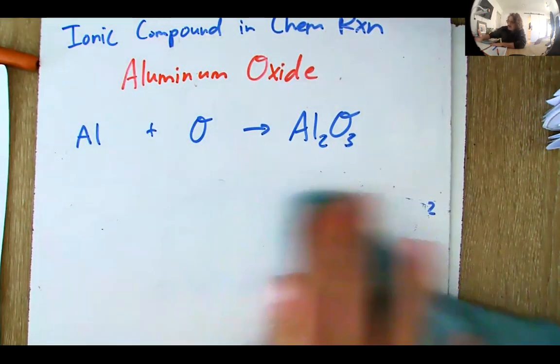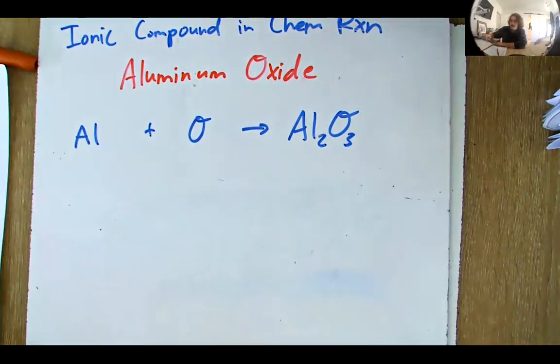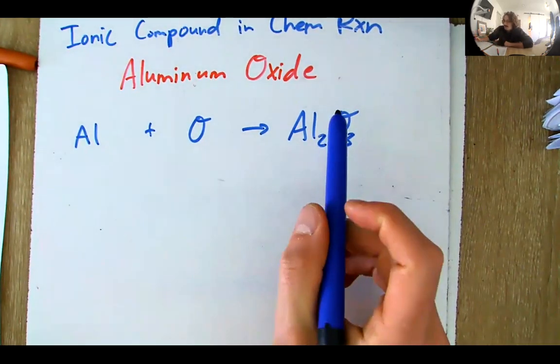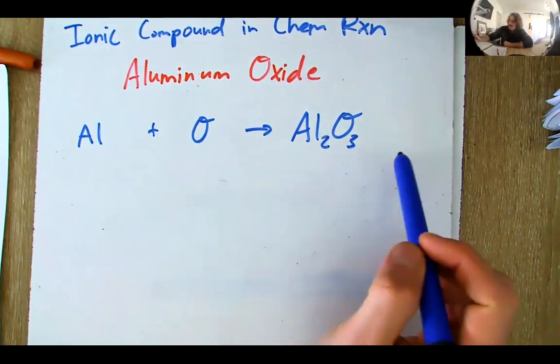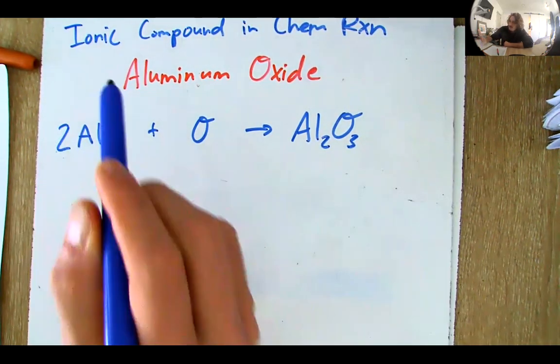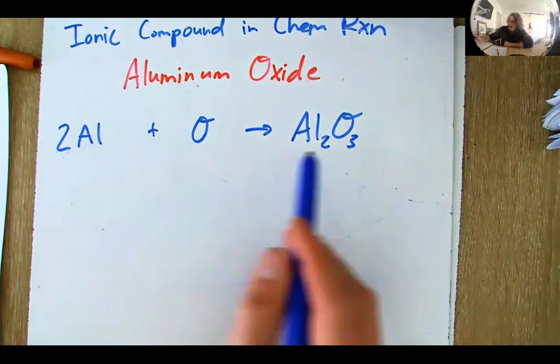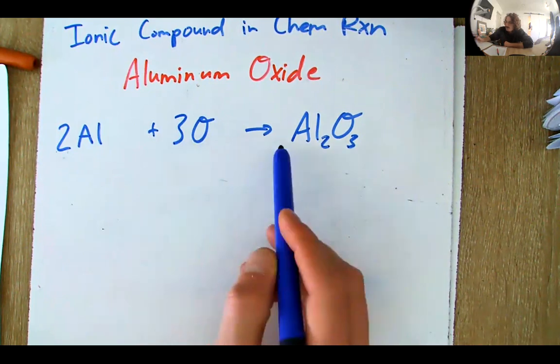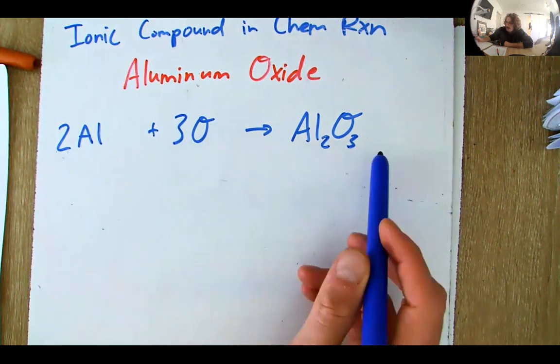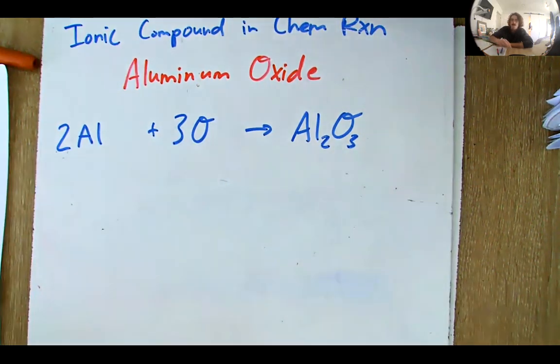Now, when you balance the chemical equation, you need to make sure that there's the same number of atoms of each element on the reactant side as the product side. So we have 2 atoms of aluminum reacting with 3 separate oxygen atoms to produce 1 molecule of aluminum oxide. So yeah, hope that makes sense.